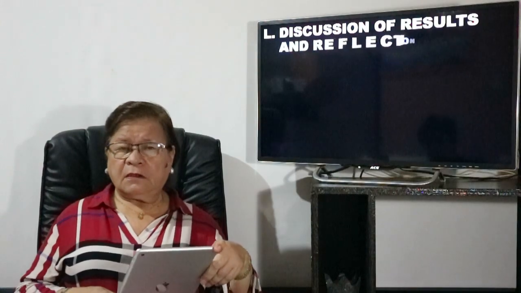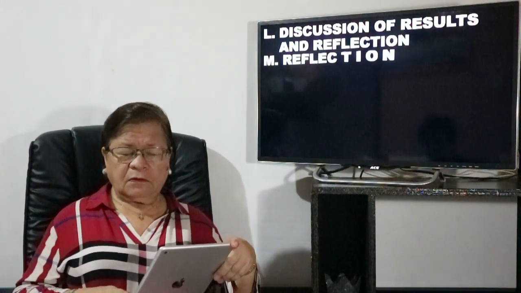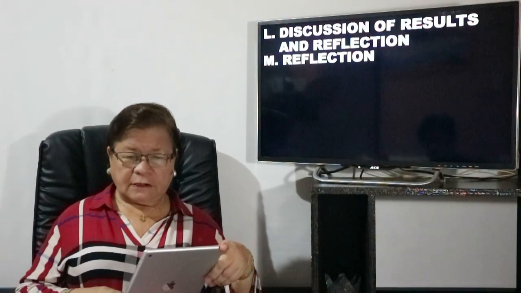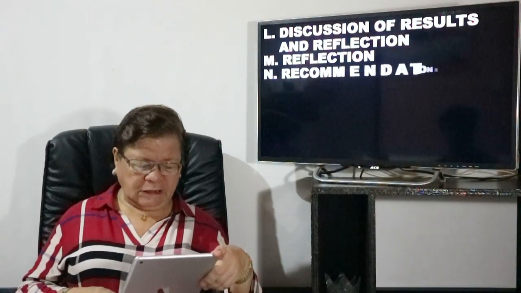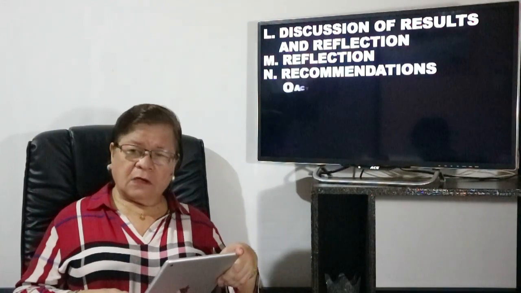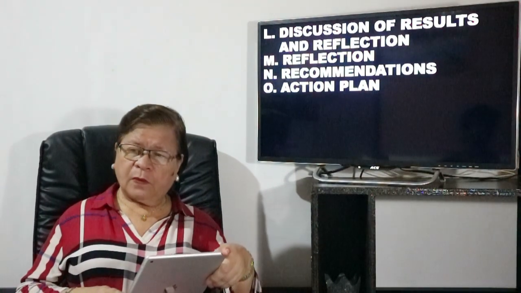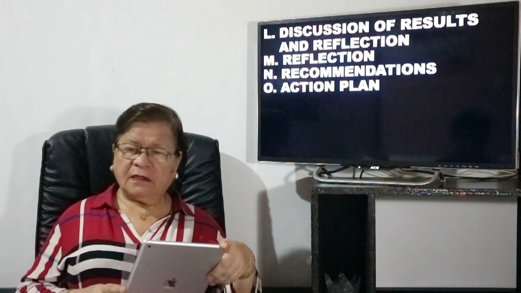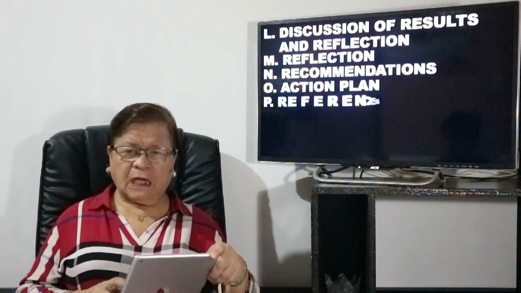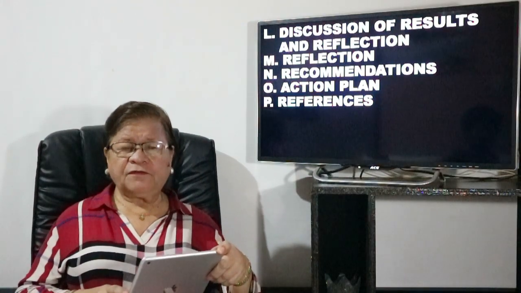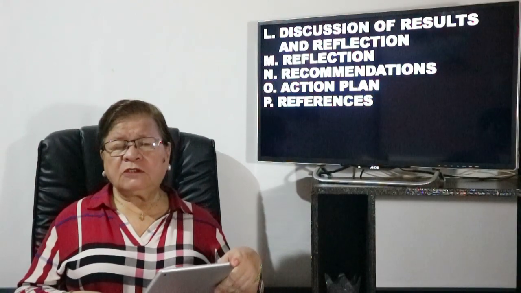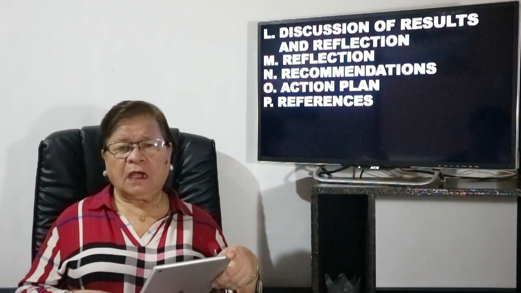discussion of the results and reflection. Then you write the reflection of your study. What is your reflection? Then letter N is recommendations. Letter O is action plan. So this is already the action plan. And the last part of a complete action research is the references. Now for writing the references, take note that you should apply the APA, or American Psychological Association, format.